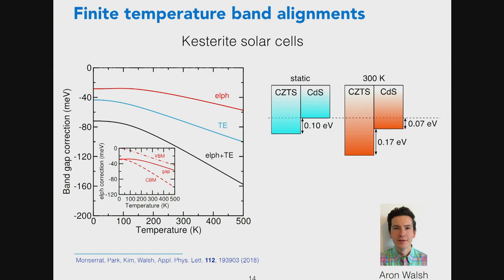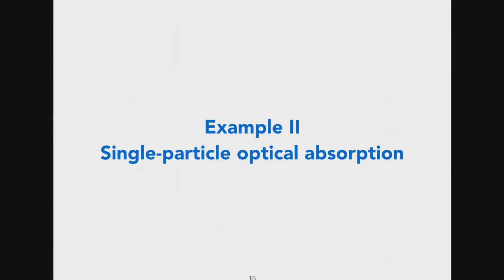But the interesting thing is that this actually does make a big difference in band alignment. In this particular case, if we ignore temperature altogether, we get a band difference of about 0.10 eV for the conduction band minimum. And at room temperature, which is perhaps more relevant for solar cell applications, we get about a 70% change in the band alignment. So these are effects that could be important in this type of material.